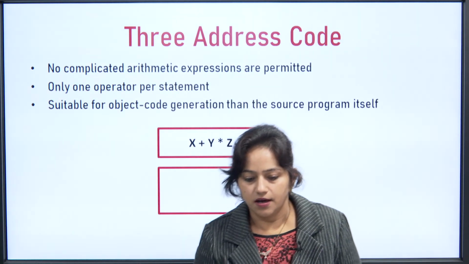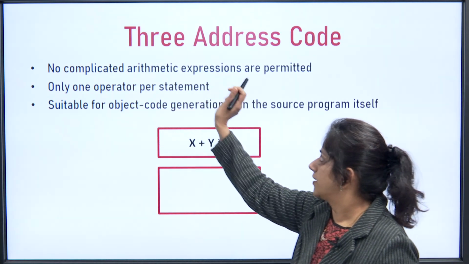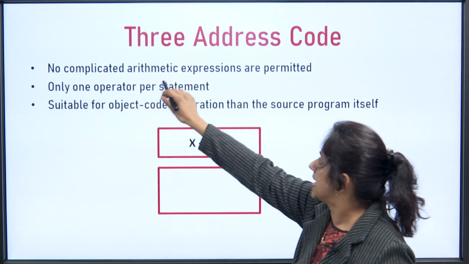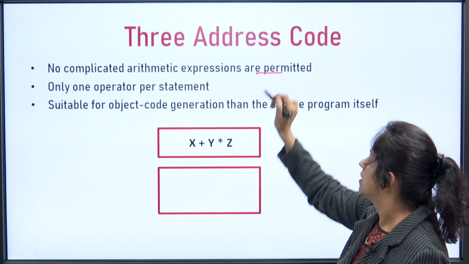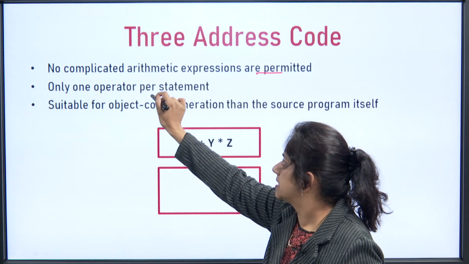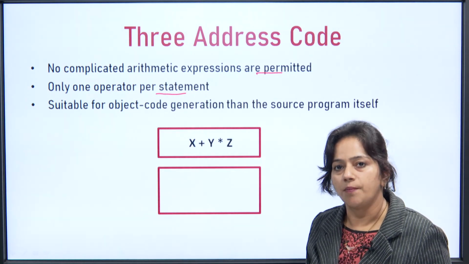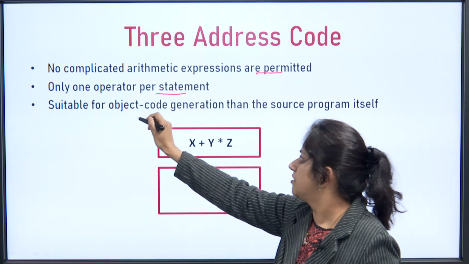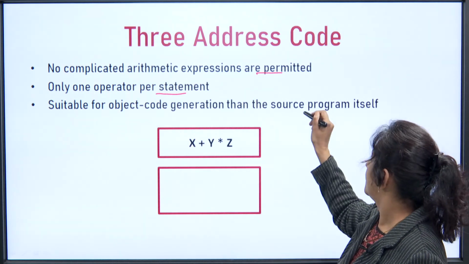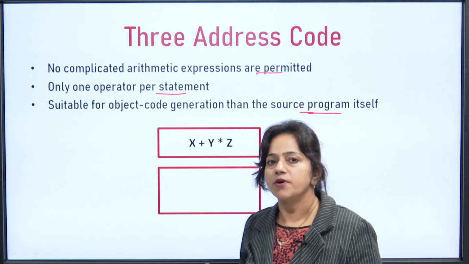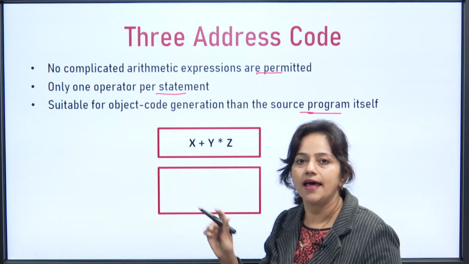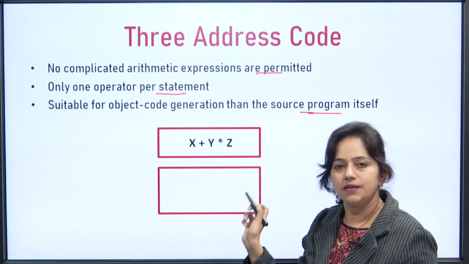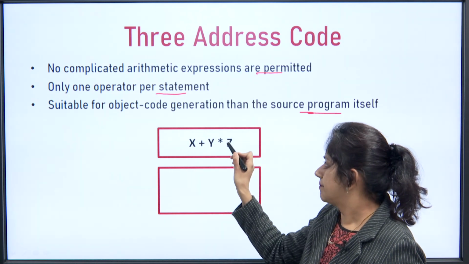Now, we will see another example for 3 address code. No complicated arithmetic expressions are permitted here, only one operator per statement other than the assignment operator. These translation schemes are suitable for object code generation rather than the source program itself. Now, suppose we have this arithmetic expression having 2 operators, plus and multiplication: x plus y multiplication z.